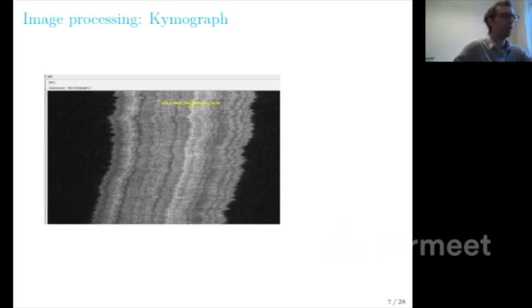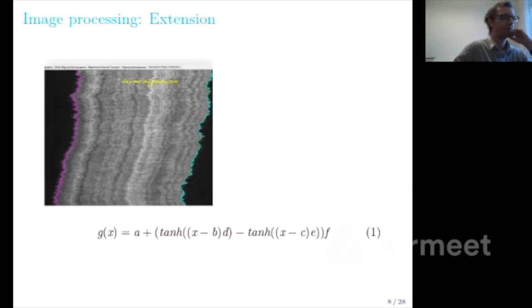Right, and then once you have this kymograph, maybe the very first application one can think of here is to measure the extension of these molecules. So for this one can calculate the edges of the molecule. This, for example, could be done by fitting some kind of sigmoid functions on this kymograph.